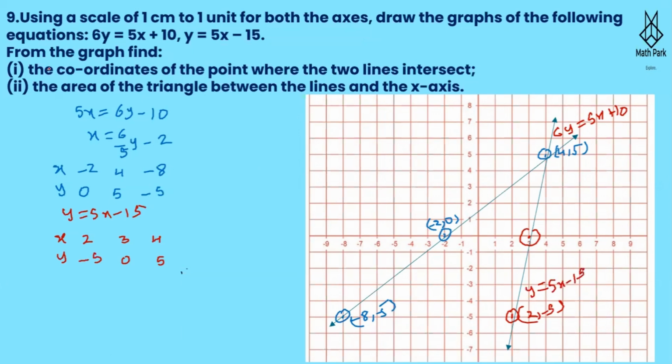So now we have done plotting of the points, where the two lines intersect. Now the first answer, the coordinates of the point where two lines intersect is (4, 5). So the solution of these two equations is (4, 5). Then you are asked to find the area of the triangle between the lines and the x-axis. So now let us name these vertices as A, B, and C.